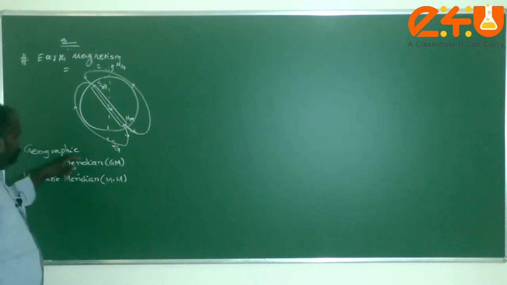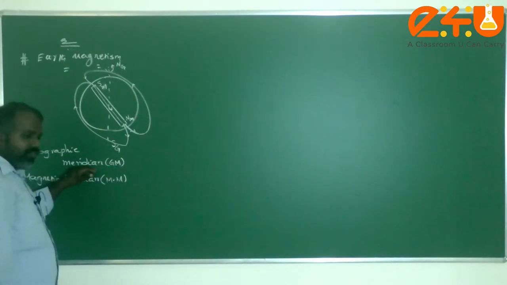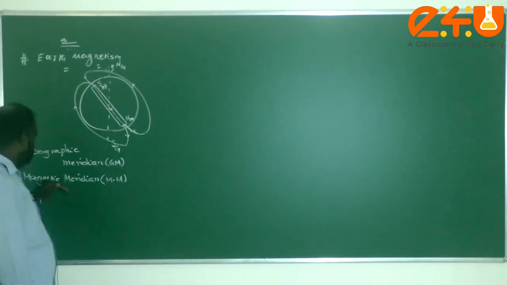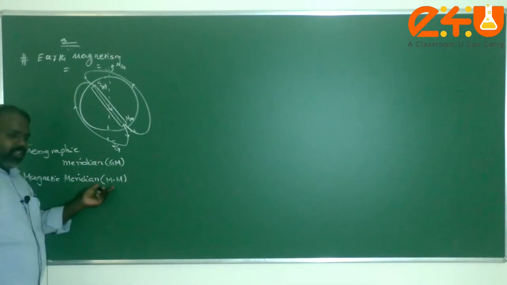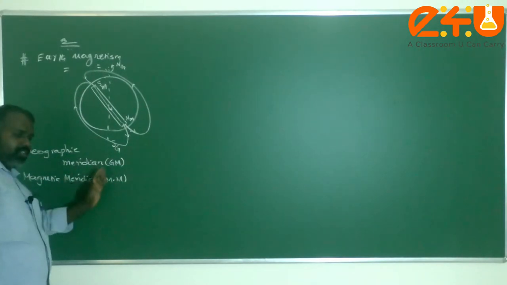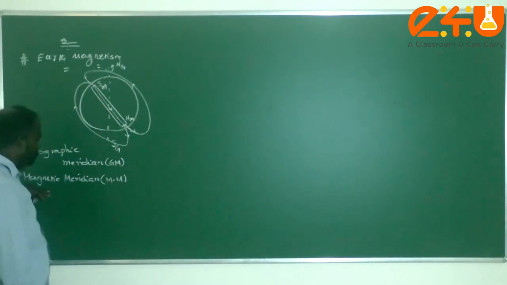Once again, an imaginary plane passing through the axis of rotation of the earth is called a geographic meridian, that means along geographic north-south. And an imaginary plane passing through the magnetic axis of the earth is called what, children? Magnetic meridian. Yes, these are the two basic definitions we must know.